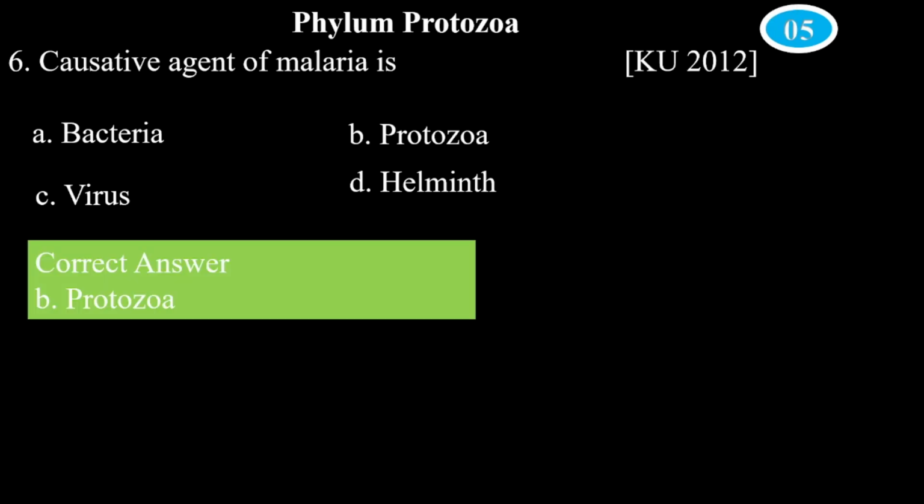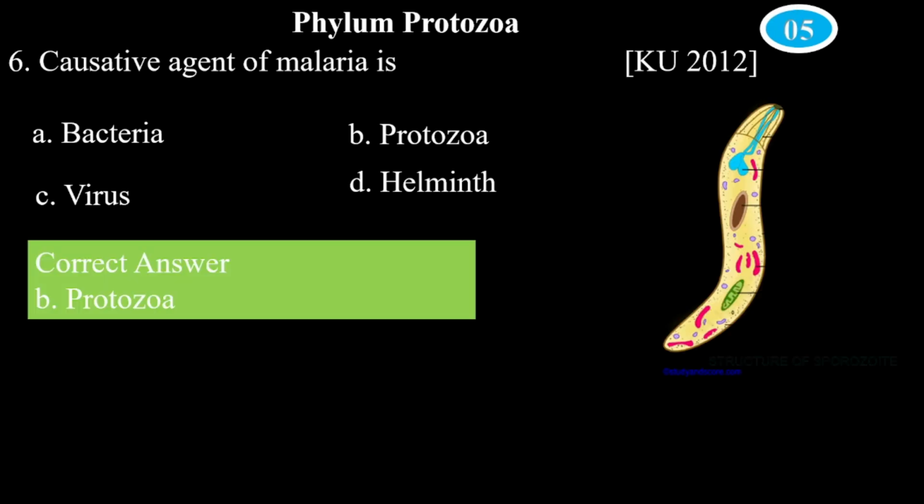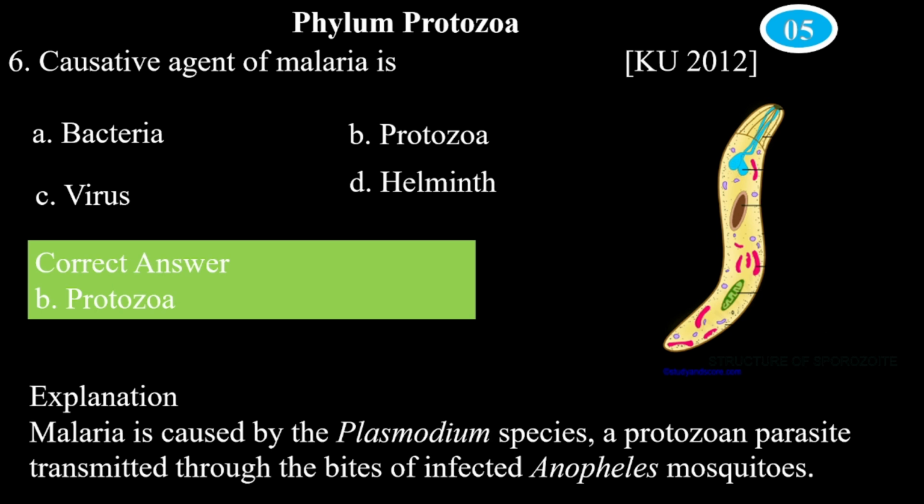Here the accurate answer is option B, Protozoa. This is because malaria is caused by the Plasmodium species of protozoan parasite transmitted through the bites of infected female Anopheles mosquito.